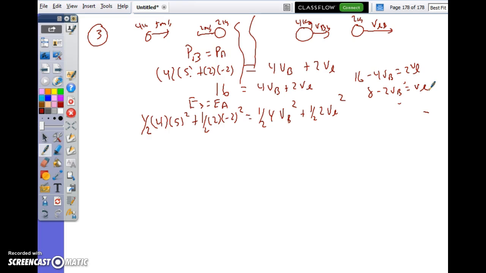Move on. I got 1/2, so I'm going to do the work here. I got 50 plus 4, since it's 54, equals 2 VB squared plus parentheses 8 minus 2 VB squared, right? Because 1/2 times 2 goes away. I'm going to pause there because the math is icky. Where does the 8 come from? It was this part of this thing, right? So I'm taking my VL and I'm plugging it in with a square on it.